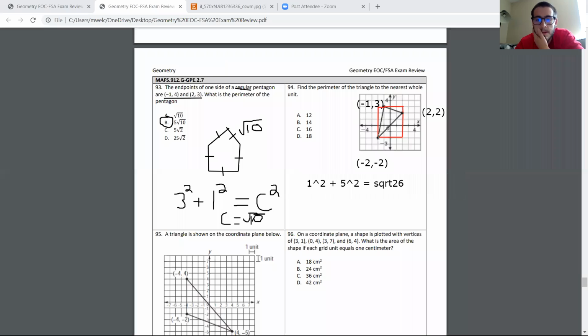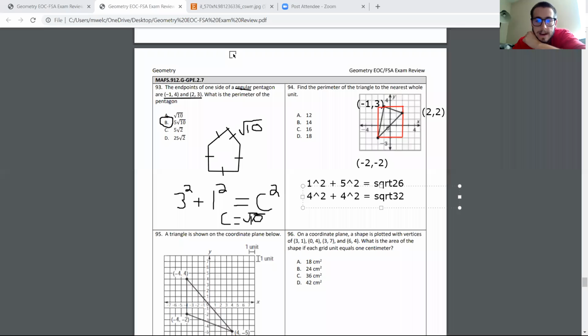Then we'll do it again, but with this triangle right here. So from -2 over to +2 is 4. From -2, 1, 2, 3, 4. So we have 4 squared plus, and then from -2 up to +2 again is just 4. 1, 2, 3, 4. That's going to equal 16 plus 16, which is the square root of 32. You could simplify these, but because you're adding them all together at the end anyways, it doesn't really matter.